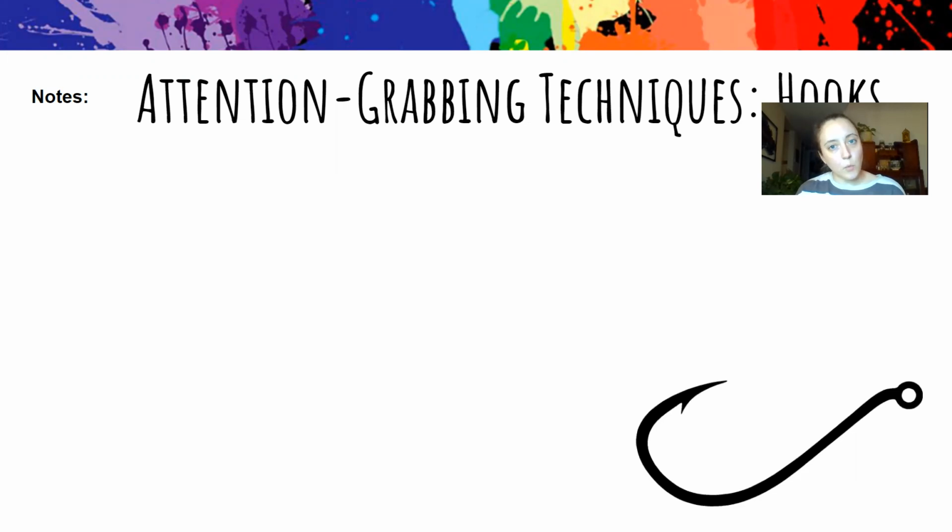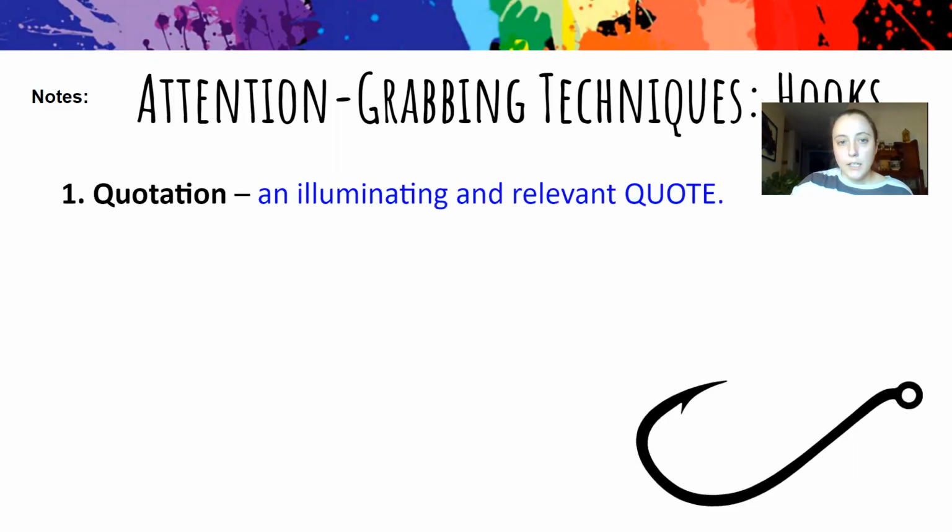So let's start off with the ones that are more basic that you may have used before, and then we'll talk about a couple of new ones that you can use to do the same thing. So the first one I want to talk about is a quotation. When we start our papers or our paragraphs with a quotation, what we are doing is we're using an illuminating and relevant quote. So let me say what I mean by illuminating and relevant.